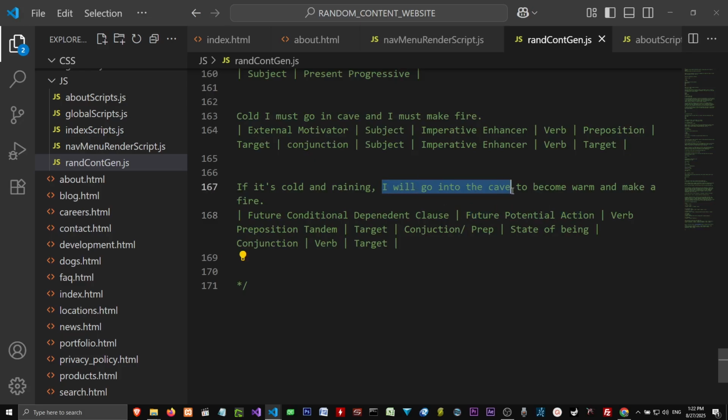I will go into the cave, which is a verb and preposition tandem, go into the target, the cave, and you have the conjunction and preposition to become. I didn't have "become" before, but it's a state of being, warm. And then we have another conjunction, and verb make, target, a fire.